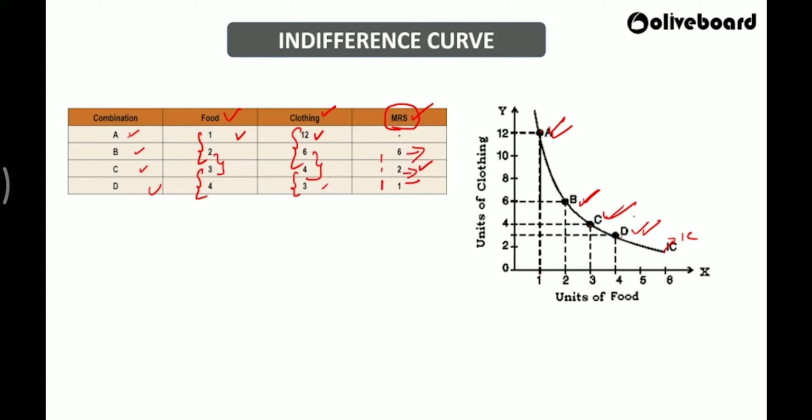Because you are substituting here, the satisfaction you lose from clothing will be equal to the satisfaction gained from your food. Because one product is declining and one product is increasing, obviously you will have the same level of satisfaction. That is the crux of the indifference curve.